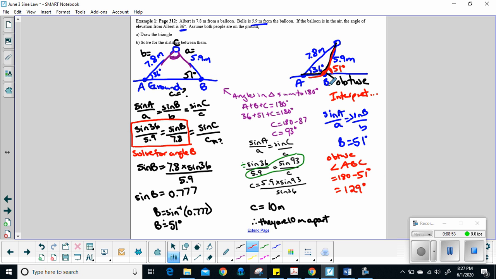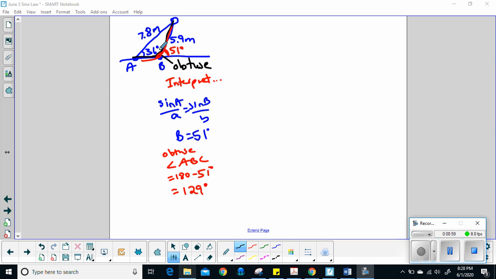And that's going to change what we do over here. So let's figure that out. I just brought my triangle over here to give me some space to work. Now we're looking at this triangle of 7.8 meters, 5.9 meters, and this angle in here is 129 degrees. I'm still looking for C. C, A, little a, big B, little b. We know this was 36 degrees.